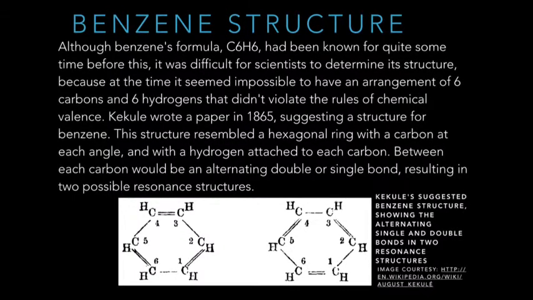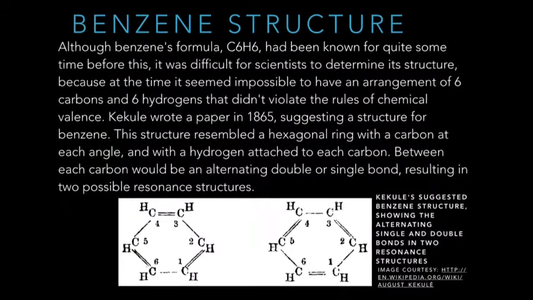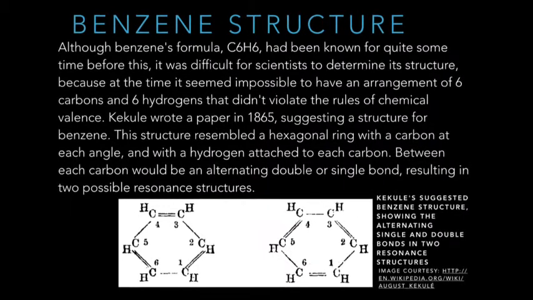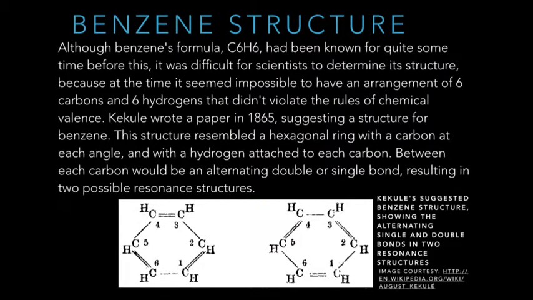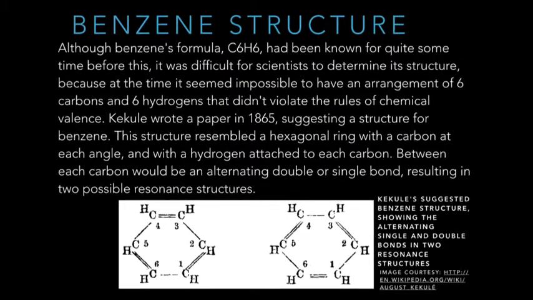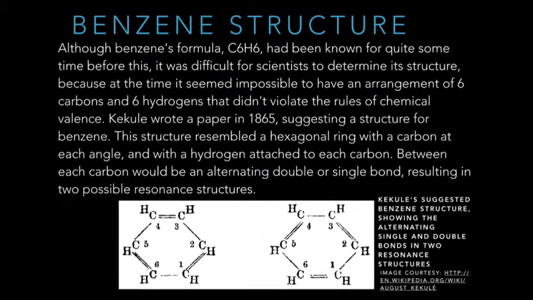Kekulé wrote a paper in 1865 suggesting a structure for benzene. This structure resembled a hexagonal ring with carbon at each angle and with a hydrogen attached to each carbon. Between each carbon would be an alternating double or single bond, resulting in 2 possible resonance structures.